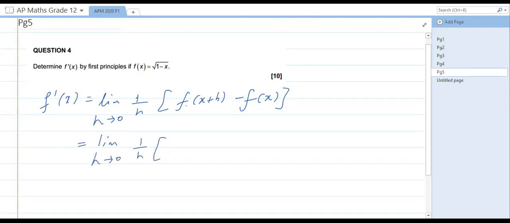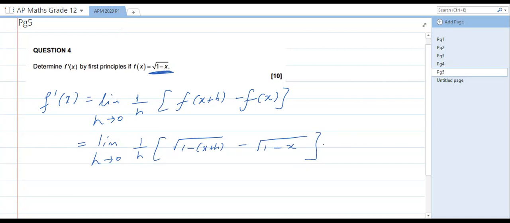Now, look at this. Substitute f of x plus h in here. So remember, we are finding f prime x. So f of x plus h will give us the square root of 1 minus (x plus h), subtract the square root of 1 minus x. Now, we have a problem over here because if we substitute 0 directly, we will get division by 0.